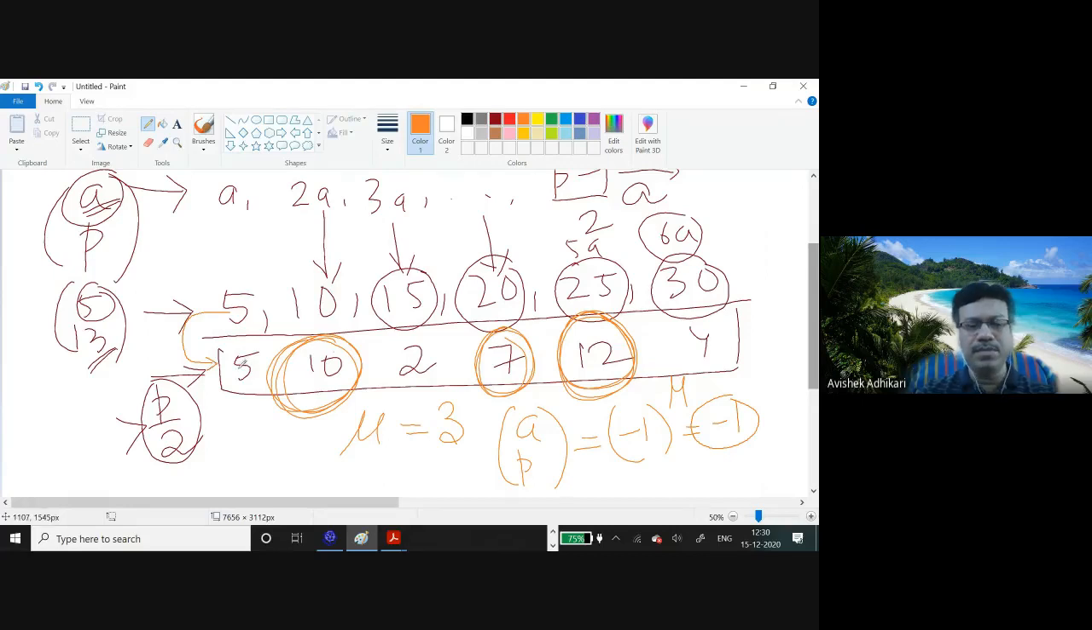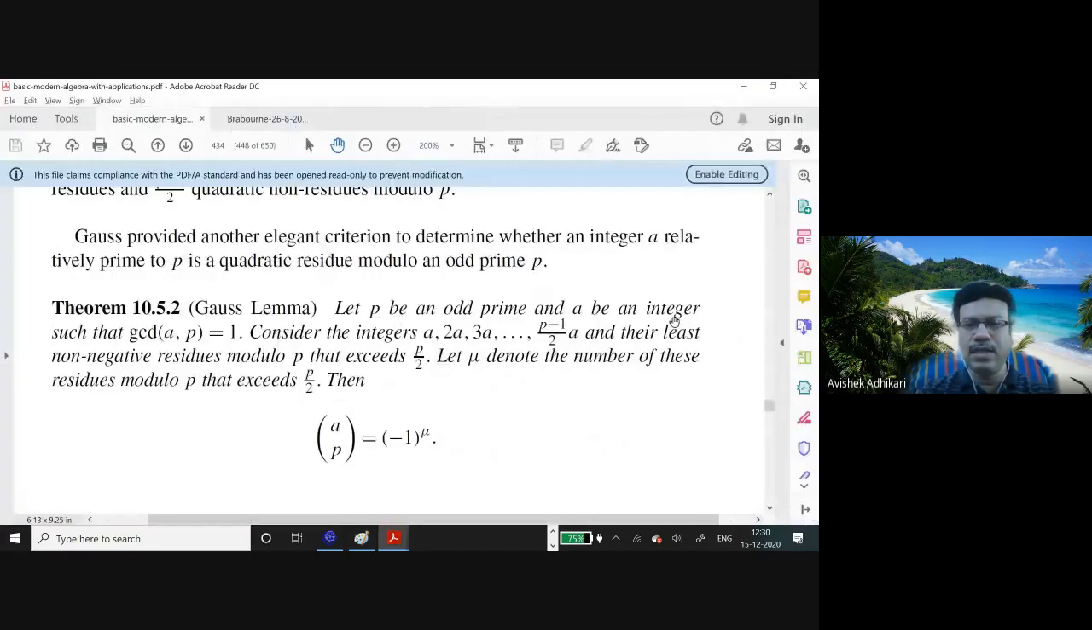That means 5 becomes 5, 10 becomes 10, but 15 becomes 2. 20 becomes 7, 25 becomes 12, 30 becomes 4. So consider this set and their least non-negative residues modulo p, and then calculate the number which exceed p by 2. That means consider these integers and their least non-negative residues modulo p that exceed p by 2.